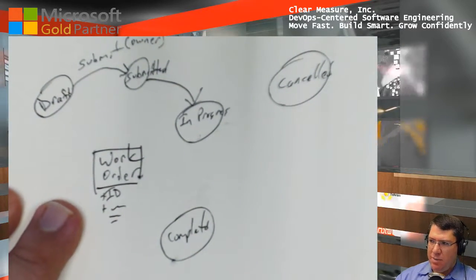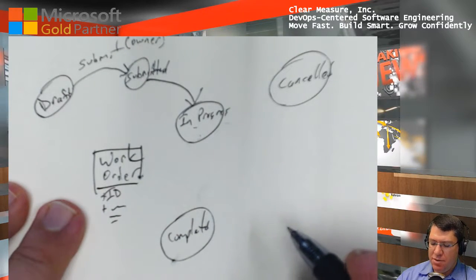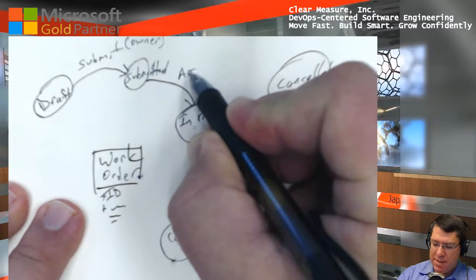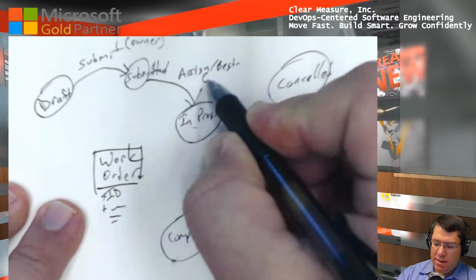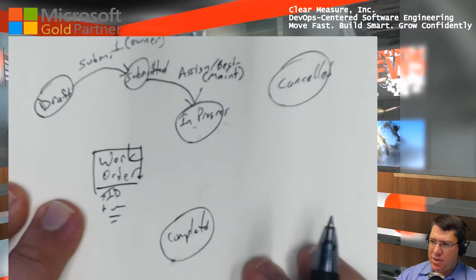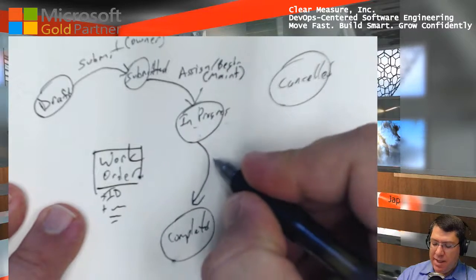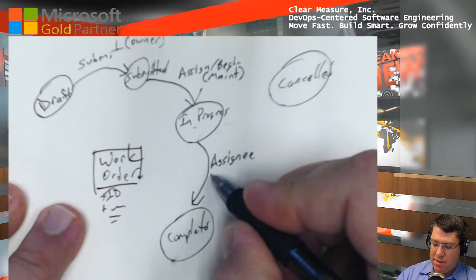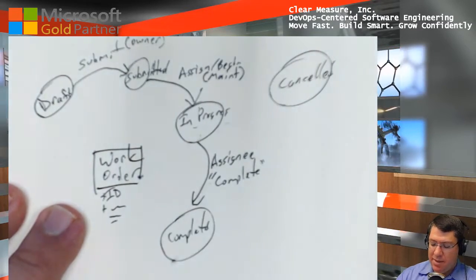Now, what about going from submitted to in progress? Maybe only the maintenance department is allowed to do that. So you would say maybe assign or begin, whatever verb you want. And only maybe the maintenance supervisor is allowed to execute that transition. To go from in progress to complete, maybe only the assignee is allowed to say, hey, this is completed. But of course, the verb would be complete. So it's important to think about these things.